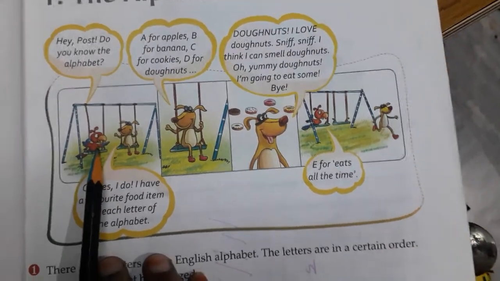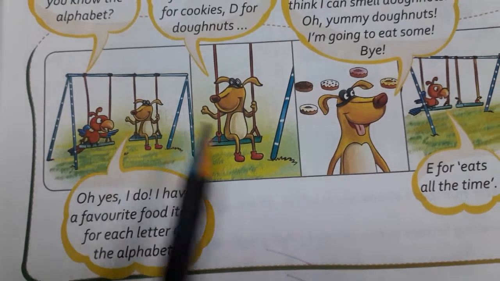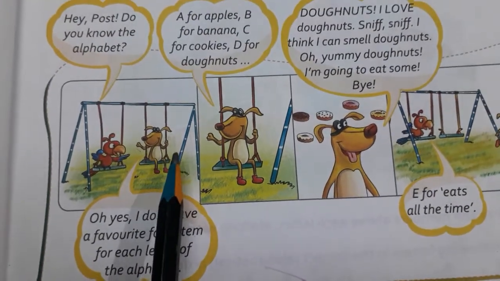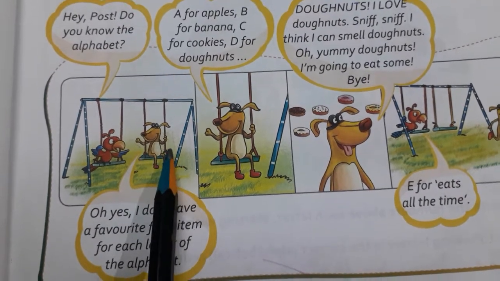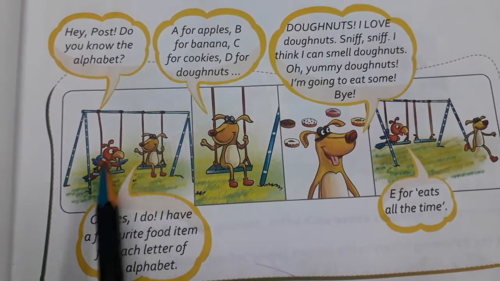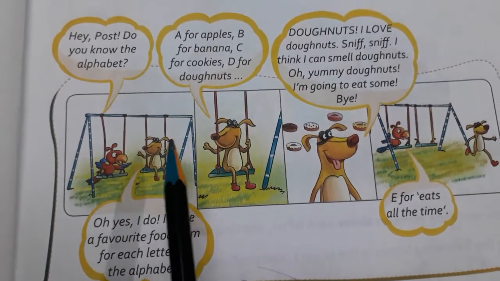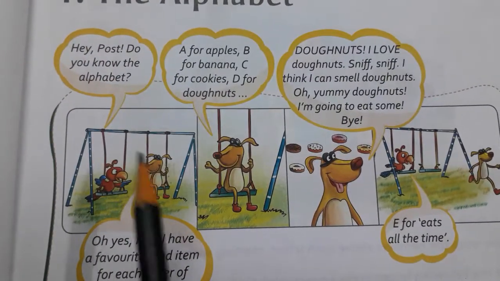So here it is a parrot. This name is Mac. Okay, this is a dog. The dog's name is Post. Okay, Mac and Post. Here is the conversation between Mac and Post. Here you see what they are talking about.